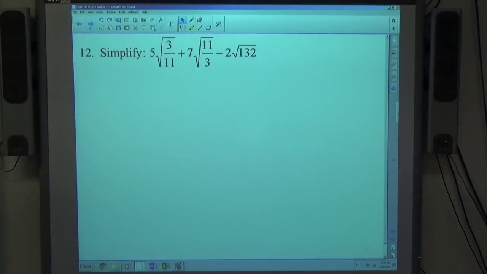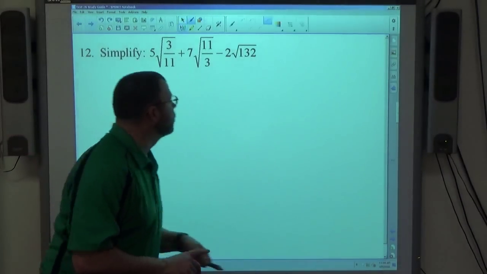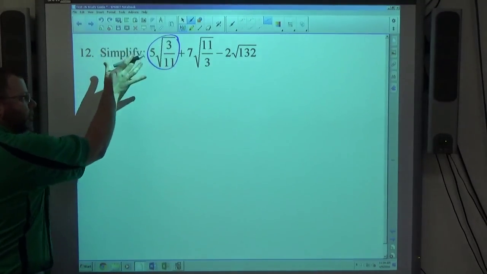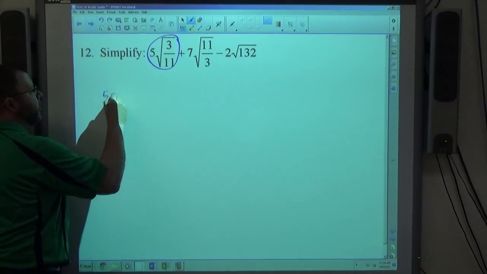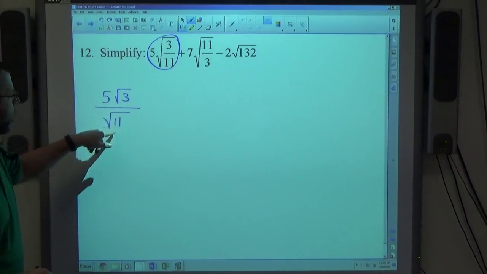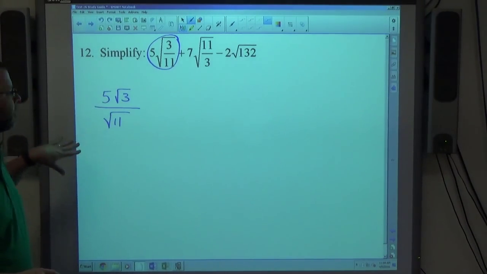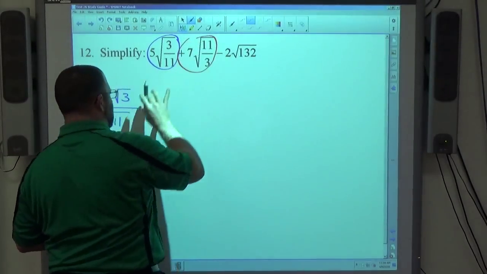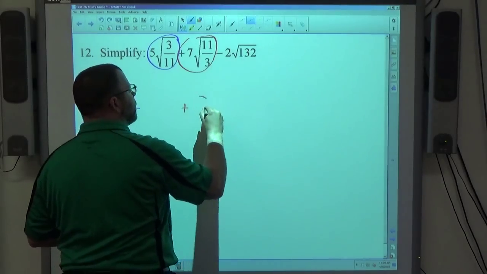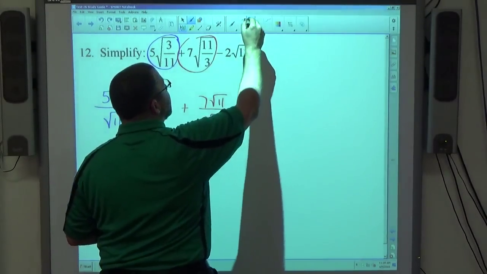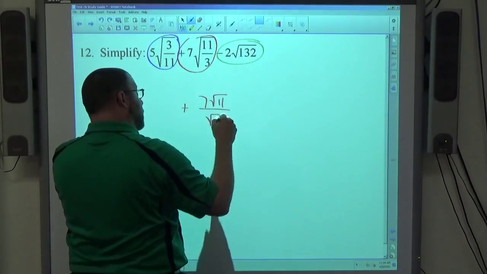Number 12, simplify. The first thing we're supposed to do in these problems is break each of these up so it's just a numerator and denominator. So 5 times the square root of 3 is the numerator, square root of 11 is the denominator. Neither 3 nor 11 can be broken down to anything simpler, so they're fine the way they are. The second one says plus, and I'm going to leave myself a little space here, plus, I'm going to put 7 times the square root of 11 on top, square root of 3 on the bottom. And then I've got minus 2 times the square root of 132.